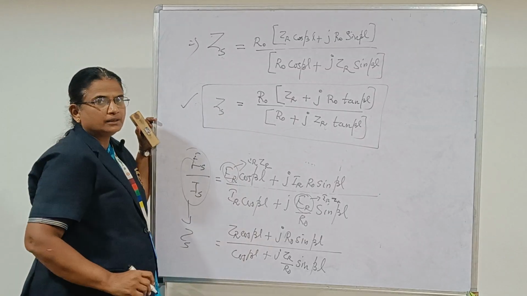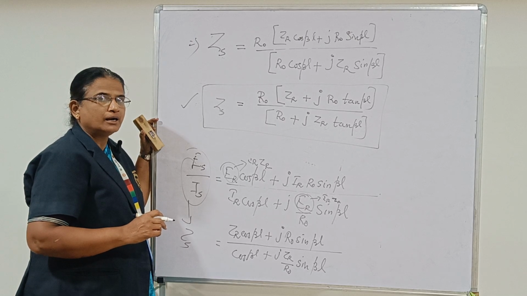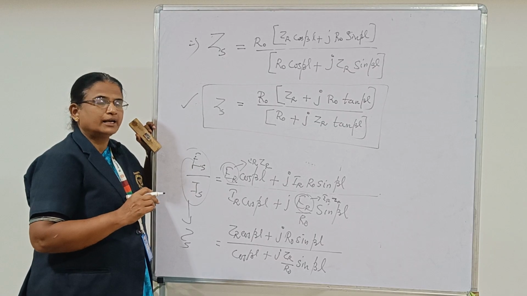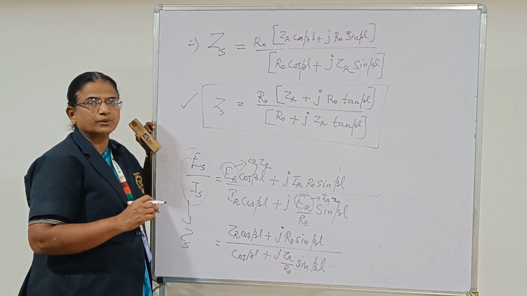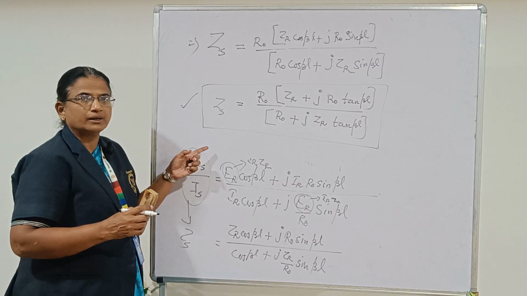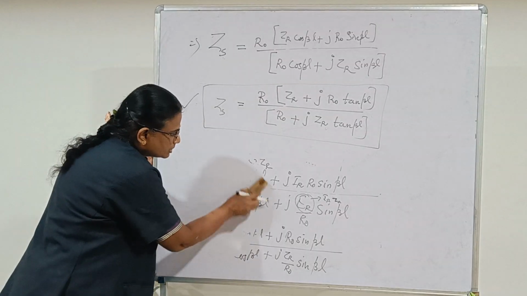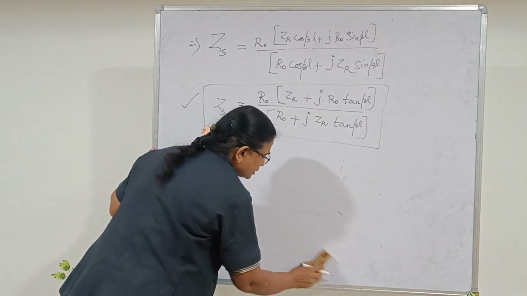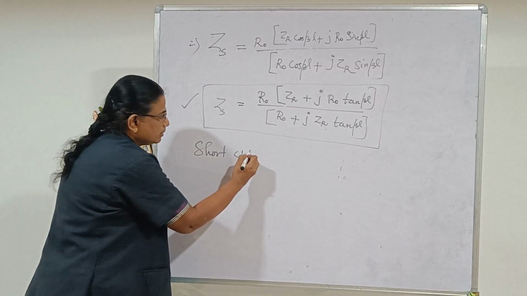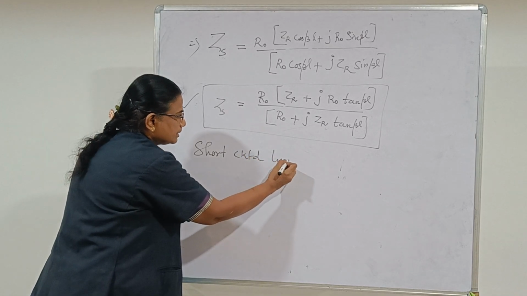Once we find the input impedance or the sending end impedance of a dissipationless line, our aim is to derive the input impedance of a short circuited and an open circuited line. So now we are going to derive the short circuited impedance and the open circuited impedance. Now consider a short circuited line. What is a short circuited line? A short circuited line is one whose terminating end impedance, or receiving end impedance, is 0.